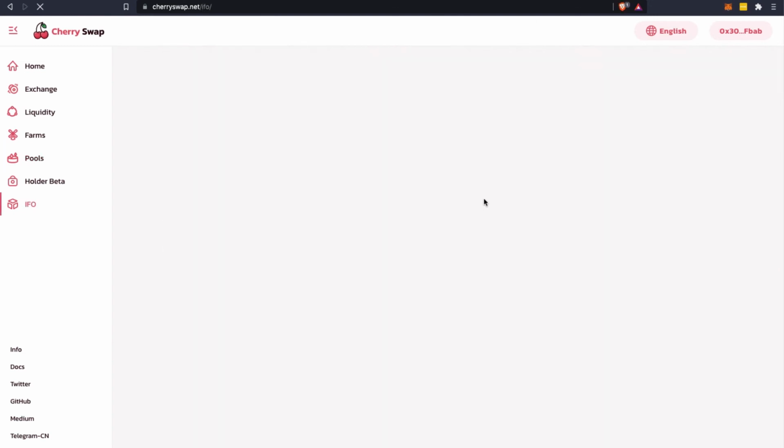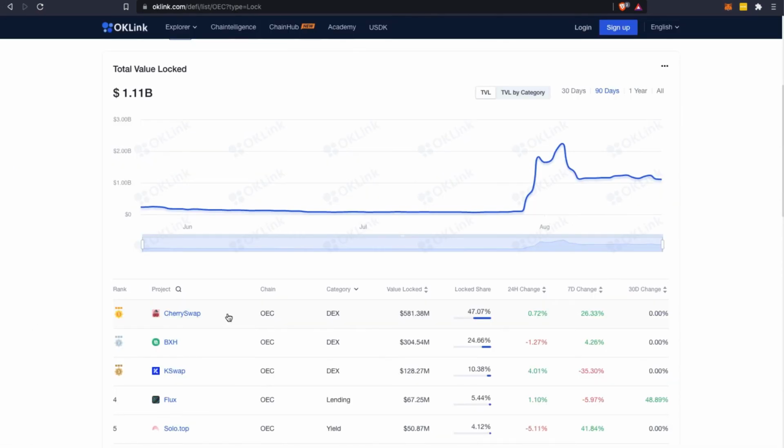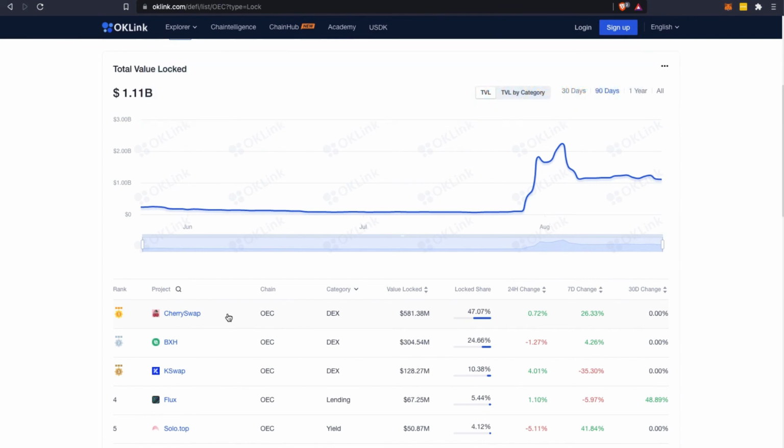And the IFO, like I mentioned before, they already have conducted 2 IFOs. And all the various important contact points are here, so you can take a look at. So right now comes the key question that many of you will definitely ask, should you invest in CherrySwap? Before you even get into CherrySwap, you need to first understand OKExChain, right? Because OKExChain is the entire blockchain ecosystem for all these protocols here.